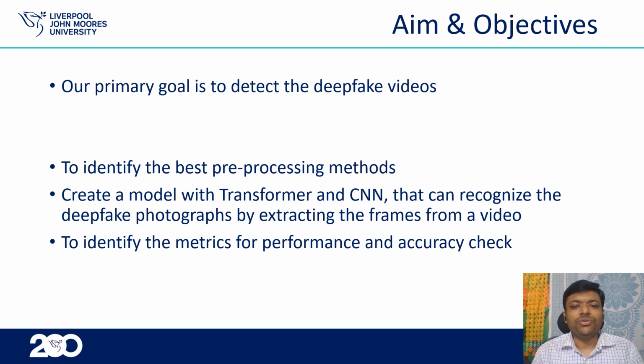Our primary goal is to detect the deepfake videos. To identify the best pre-processing methods, creating a model with a transformer and CNN. So transformer, as we are aware of the attention mechanism, can recognize the deepfake photographs by extracting the frames from a video. Next, to identify the metrics for the performance and accuracy check.